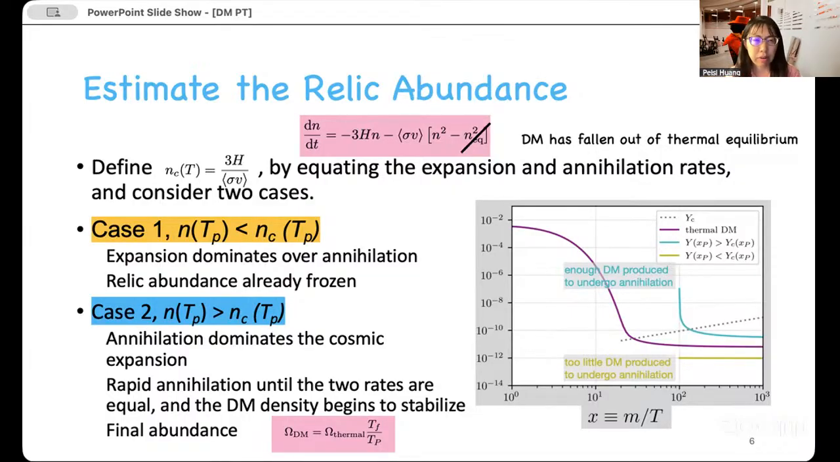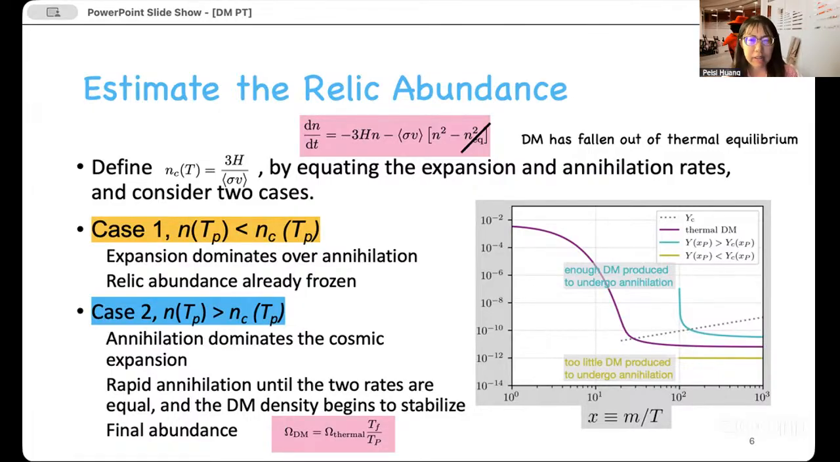In the first scenario, the number density at the time of phase transition is smaller than the critical number density at the phase transition. That is shown in this yellow line. In this scenario, the expansion of the universe dominates over the annihilation. So that means the relic abundance is already frozen. In a sense, it's not a very interesting scenario.